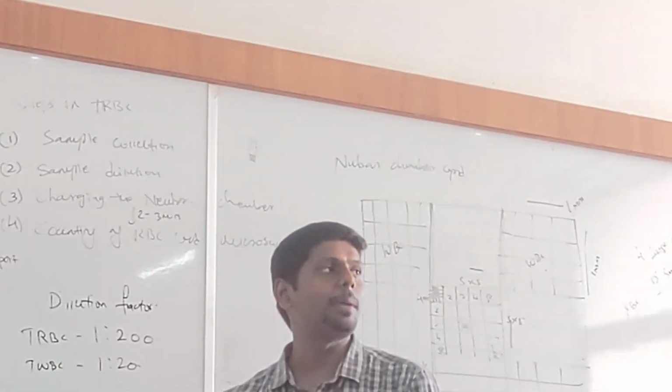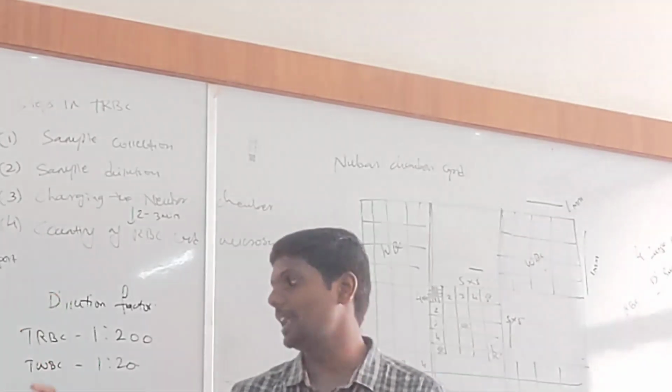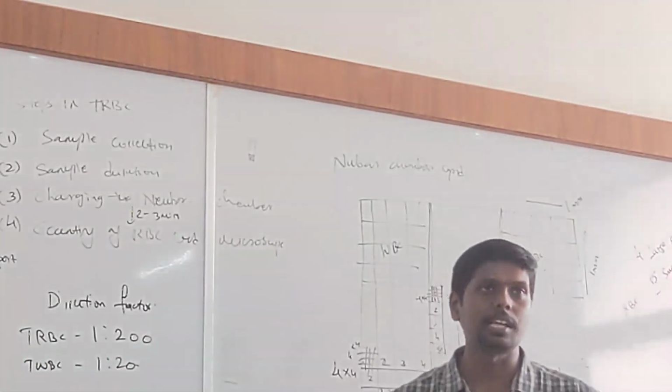Then we have automatic, fully automatic and semi-automatic. Further they have 3-part and 5-part. The 3-part differentiates only WBC, RBC and platelets. The 5-part can distinguish granulocytes and agranulocytes.